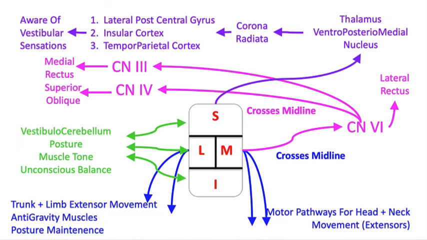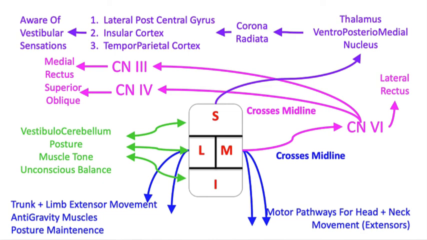The backwards motion from the superior, lateral, and inferior vestibular nuclei go to the vestibulocerebellum tract, and of course they control posture, muscle tone, and our unconscious balance. Then we have, going up in the purple, from the medial vestibular nucleus, crosses the midline to cranial nerve 6 to the lateral rectus, then traverses back across the midline to cranial nerve 3 and 4, the medial and superior oblique muscles.